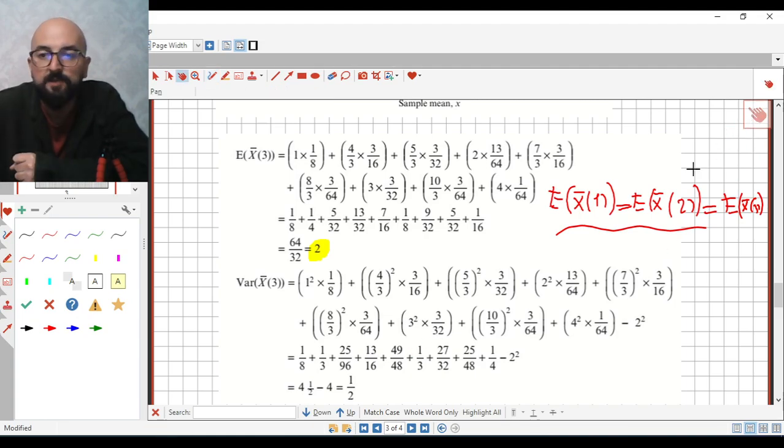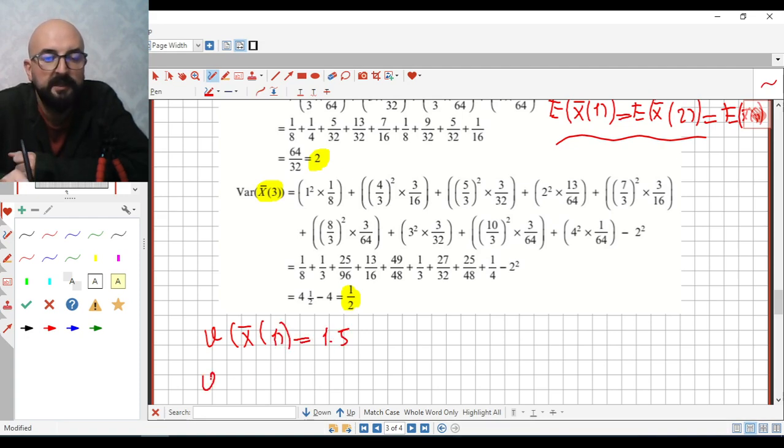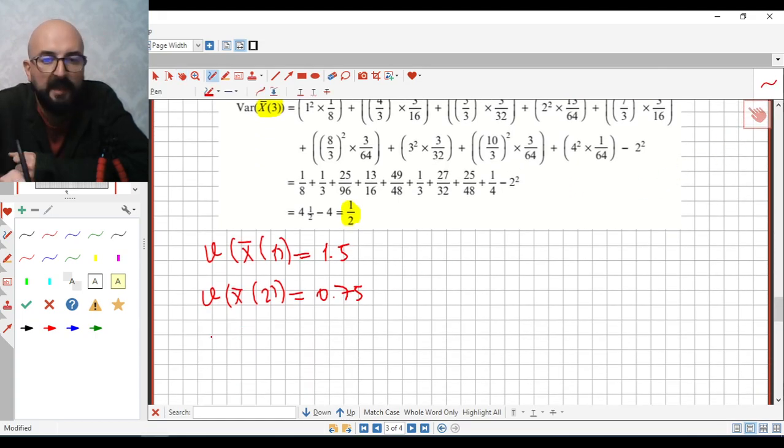But the variance of the sample mean of size 3 becomes 1 over 2, and please notice that the variance of the sample mean of size 1 we found 1.5, the variance of the sample mean of size 2 we found 0.75, and the variance of the sample mean of size 3 we found 1 over 2, which I can also write as 0.5.